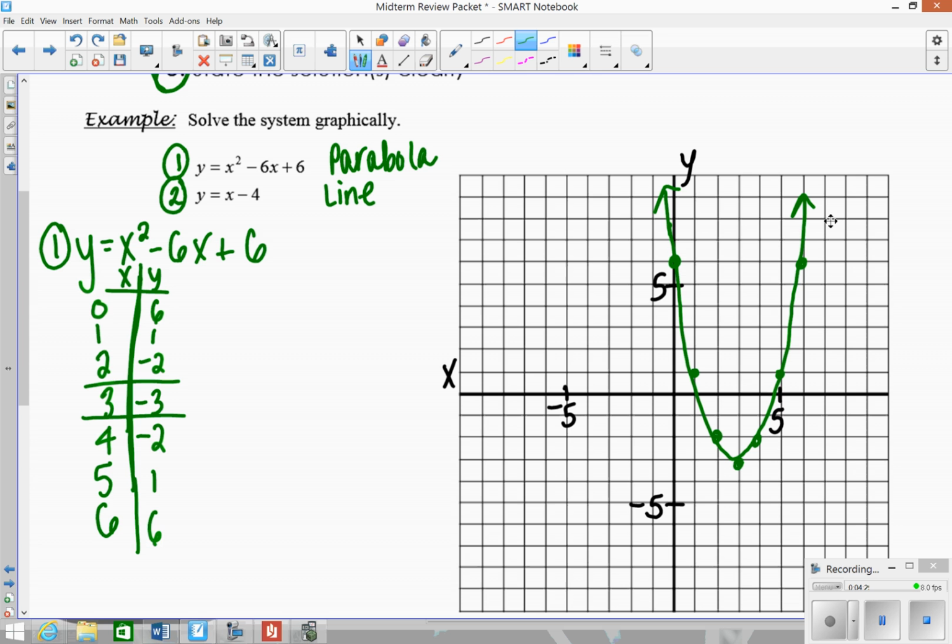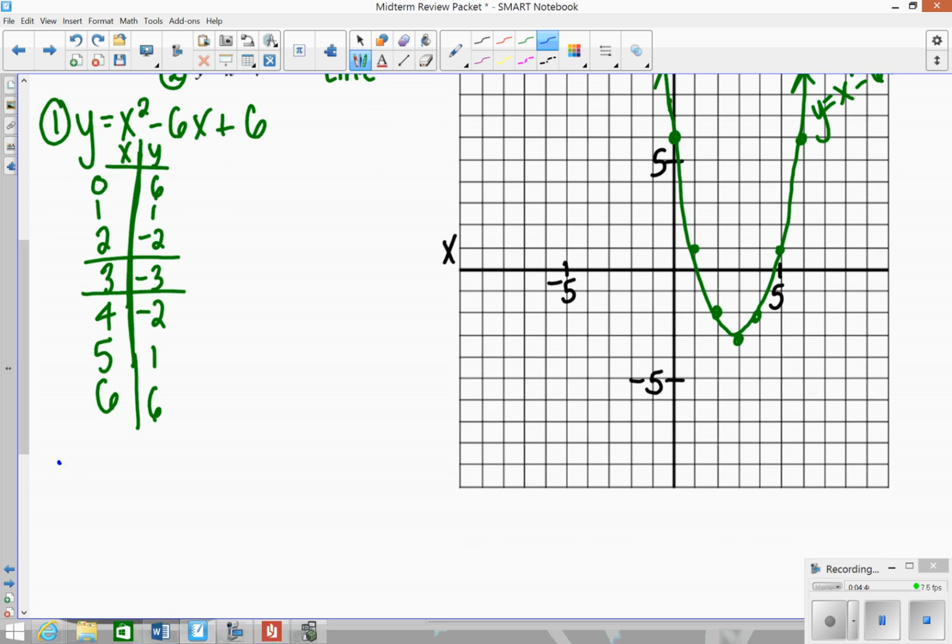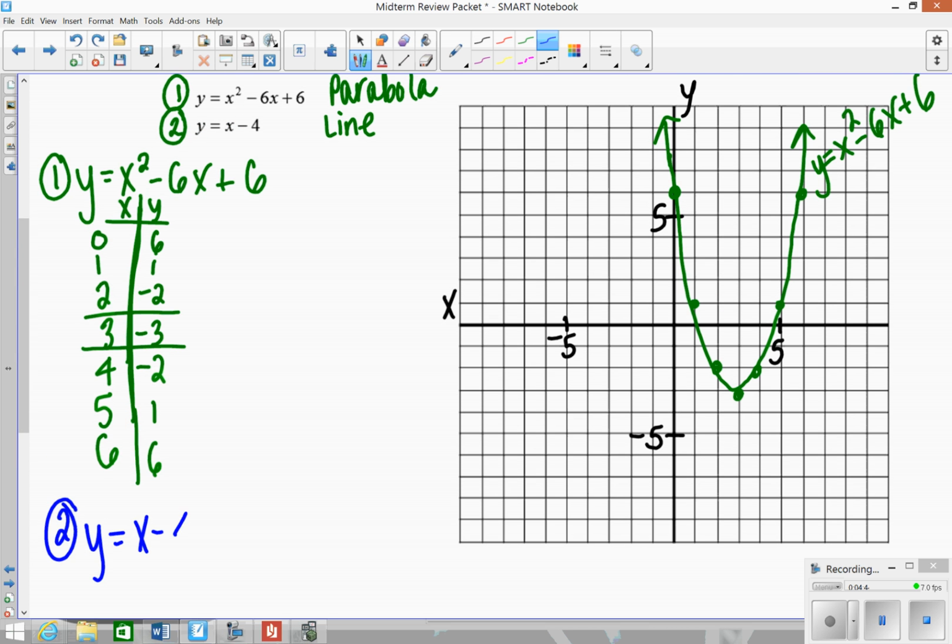Make sure you have arrows and make sure you label. So the first part's done. The second part then is to graph the line. So we have the line y equals x minus 4.